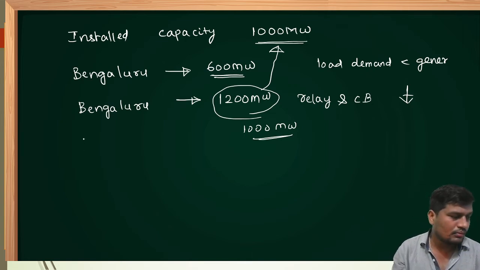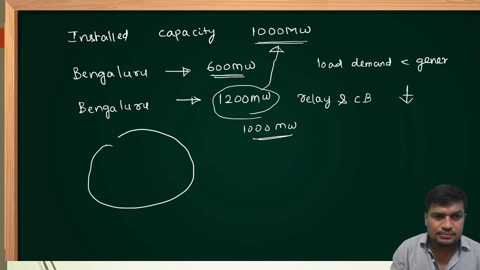Now, generator has two parts. One is rotor winding.